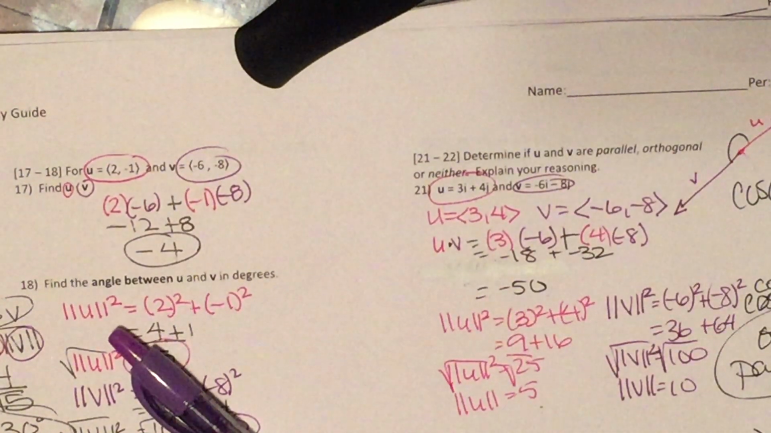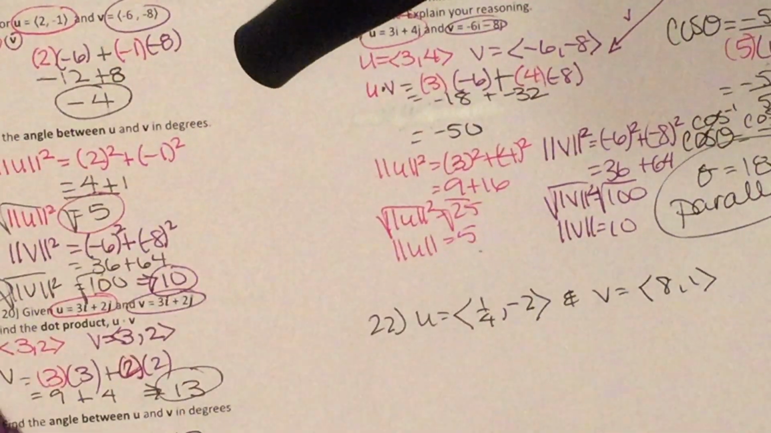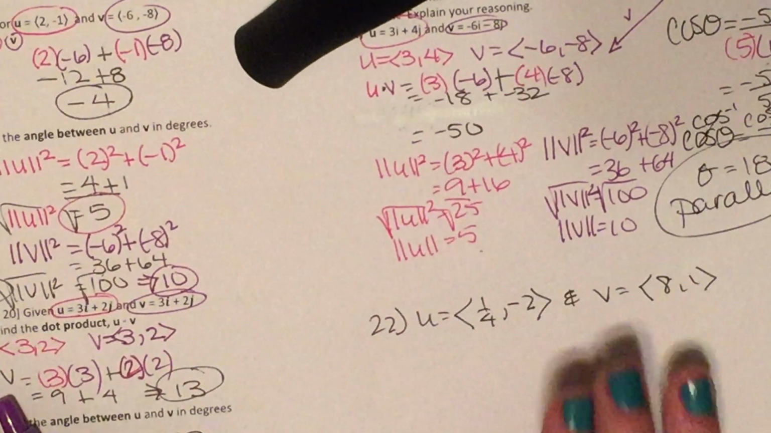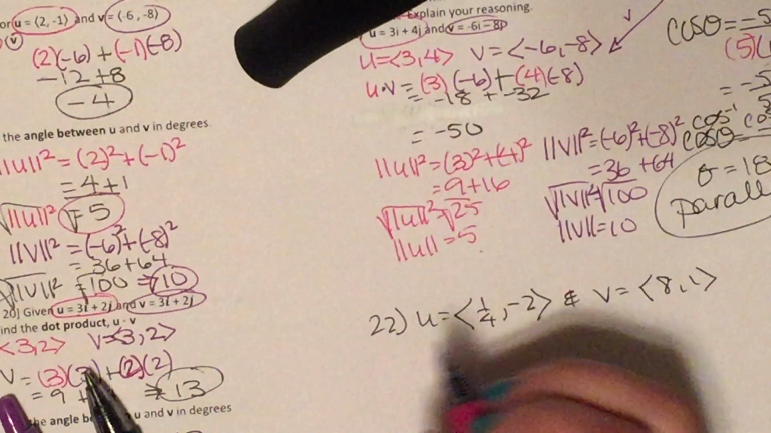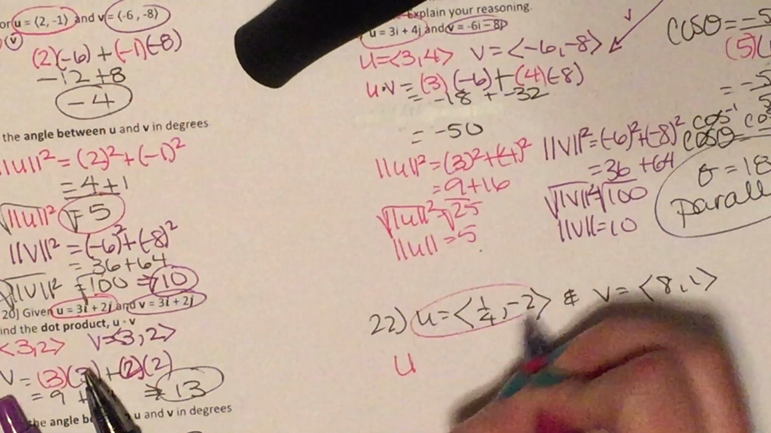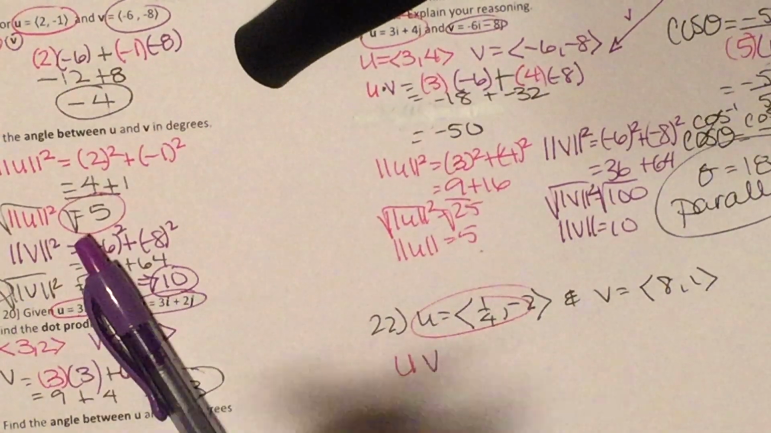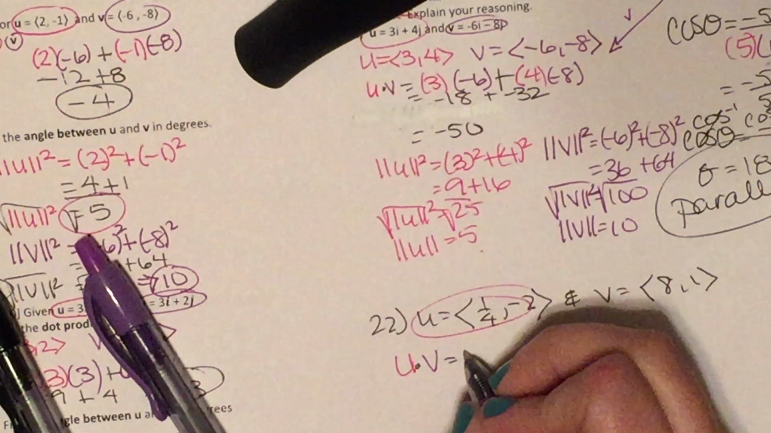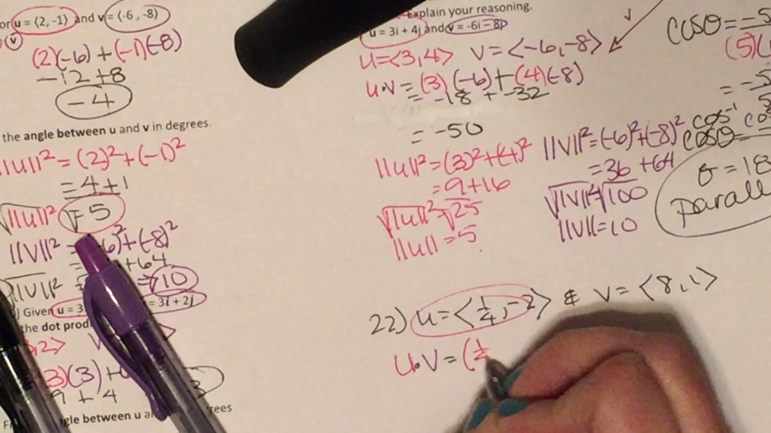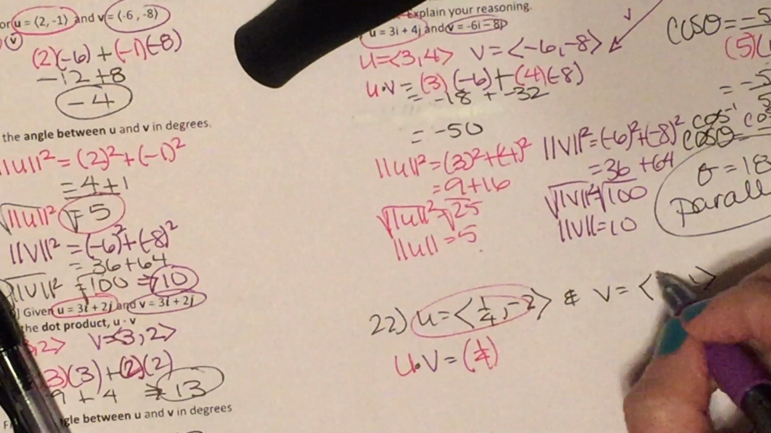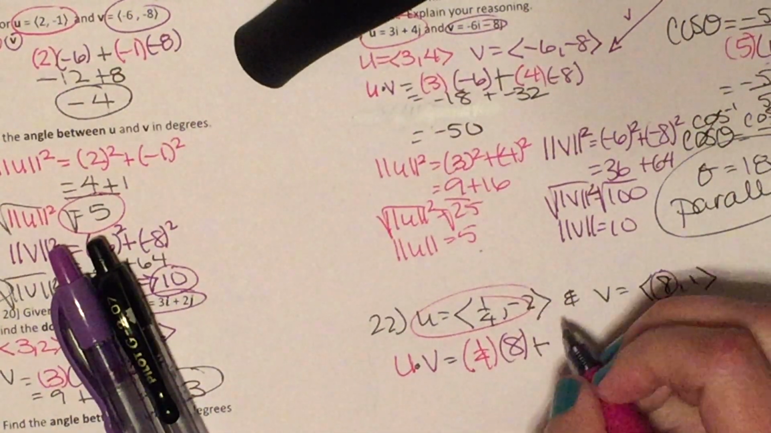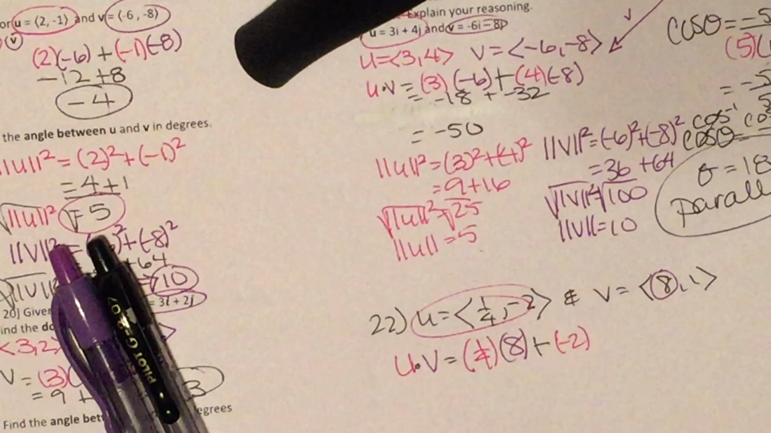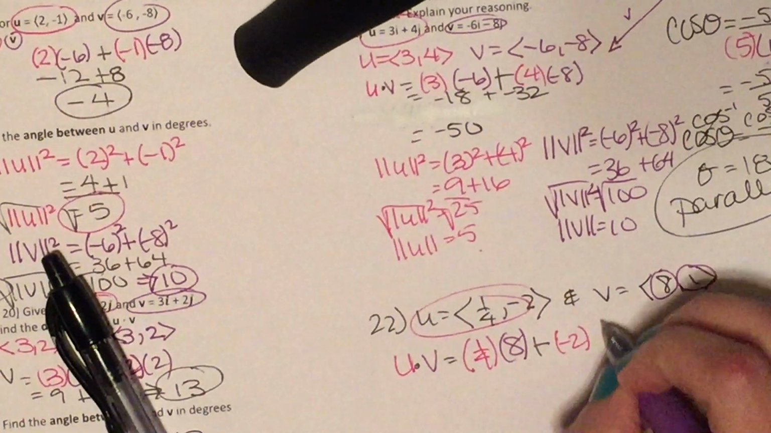Okay. All right, one more on this page and we'll flip to the next page. Okay, again, we're determining if they're orthogonal, parallel, or neither. So I'm going to find the angle between. The fraction might confuse a few of you. Again, we're going to do the dot product first. So u with v, you take the horizontal of u, multiply it with the horizontal from v, plus the vertical in u with the vertical in v.